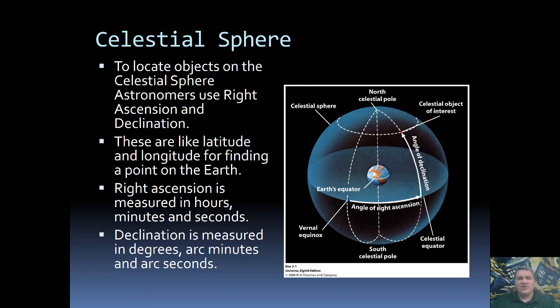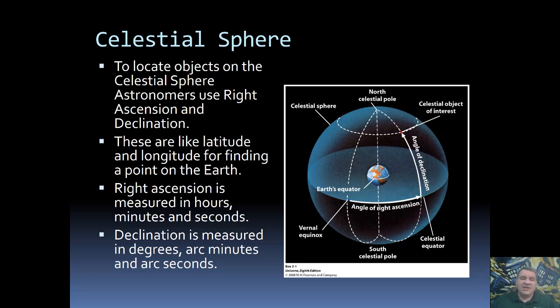So latitude and longitude are ways of determining positions on the surface of the Earth. Latitude is measured north and south from the equator. Longitude is measured east and west. Now, when dealing with the celestial sphere, again, we use right ascension and declination. Right ascension is measured east and west, meaning that it's very similar to longitude. However, there is one big difference.